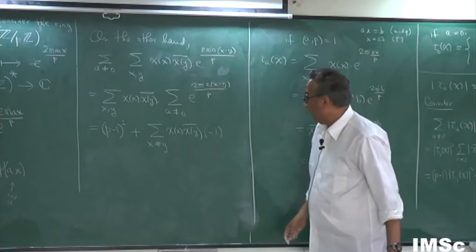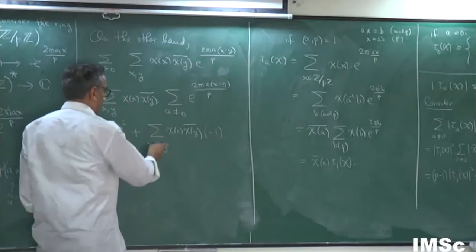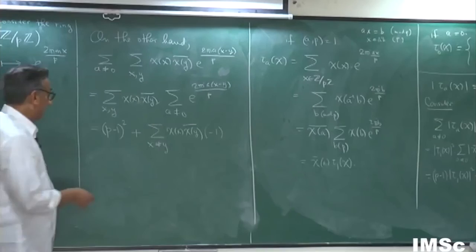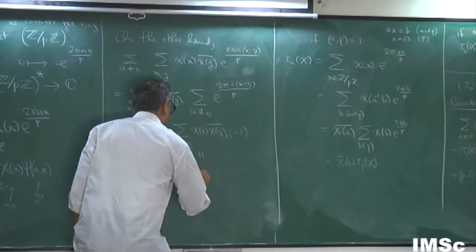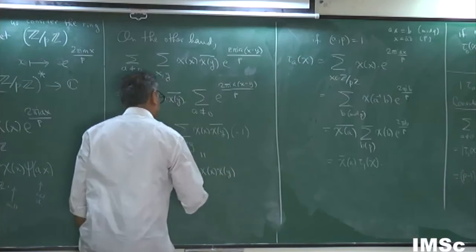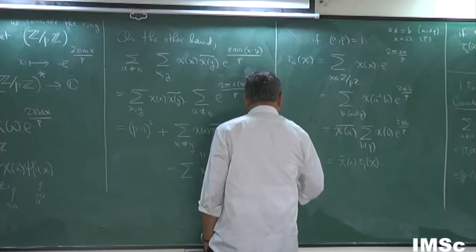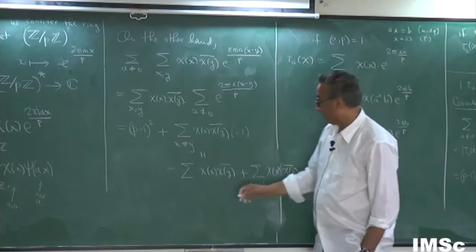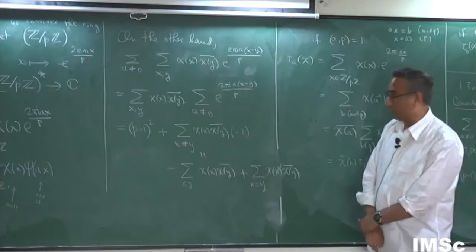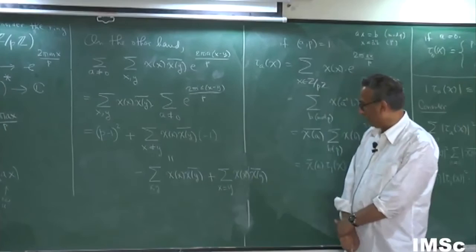Okay, so now what we could do is we could let x equal y and then throw the thing back in, right? So this can be written as minus the summation of chi of x, chi of y, plus the sum over x equals y of chi of x, chi of y. Is that fair enough? So all I've done is remove the condition x not equal to y by doing this silly trick of putting everybody in and removing that thing out.